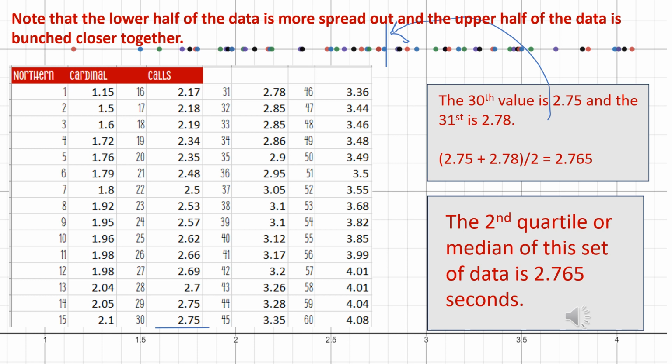The lower values are more spread out. And if we did find the mean, it would be a little bit lower than the value that we found for the median.